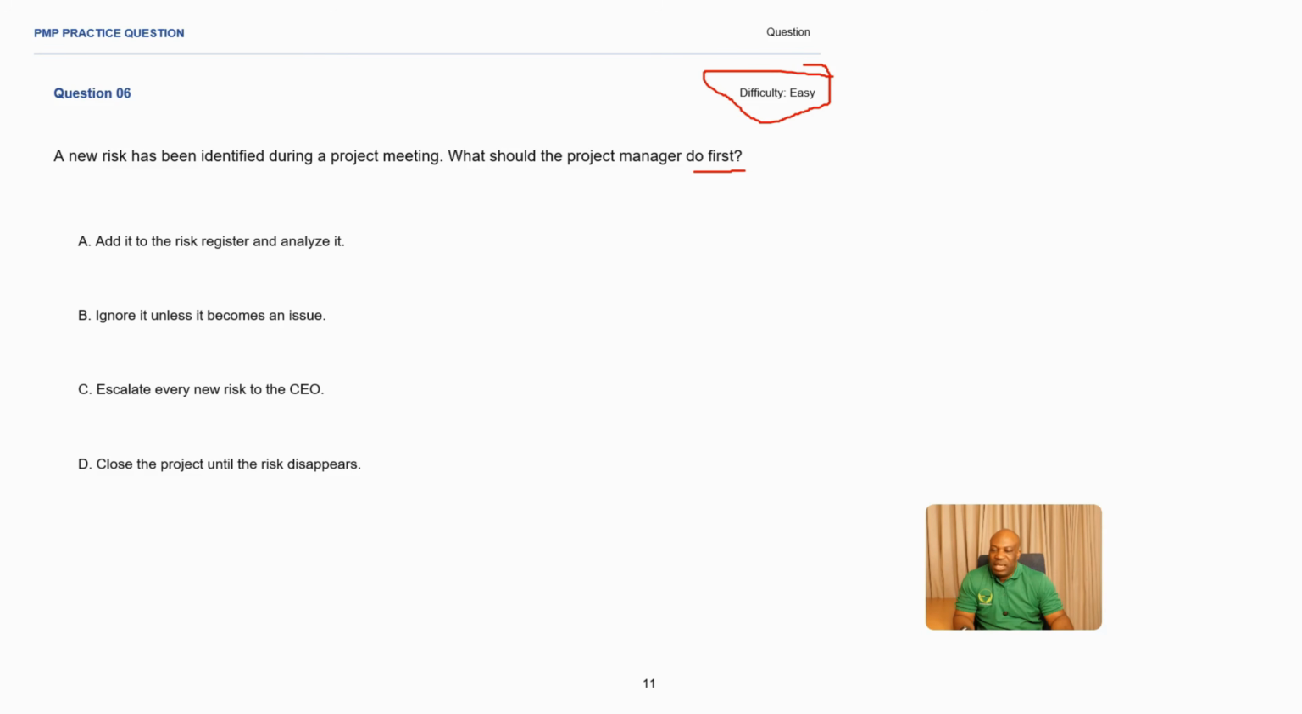The new risk has been identified. So there's a new risk here that has been identified during a meeting. Okay. So the issue here is there's a new risk. So what is supposed to be done by the project manager? Let's go through the answers.